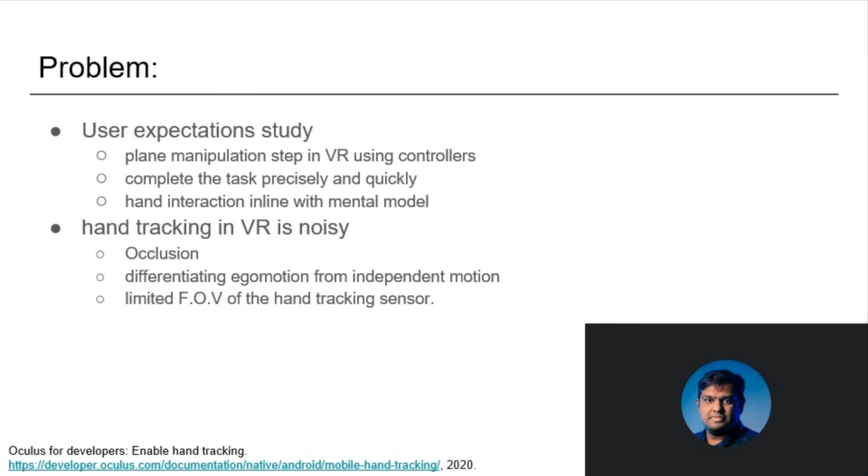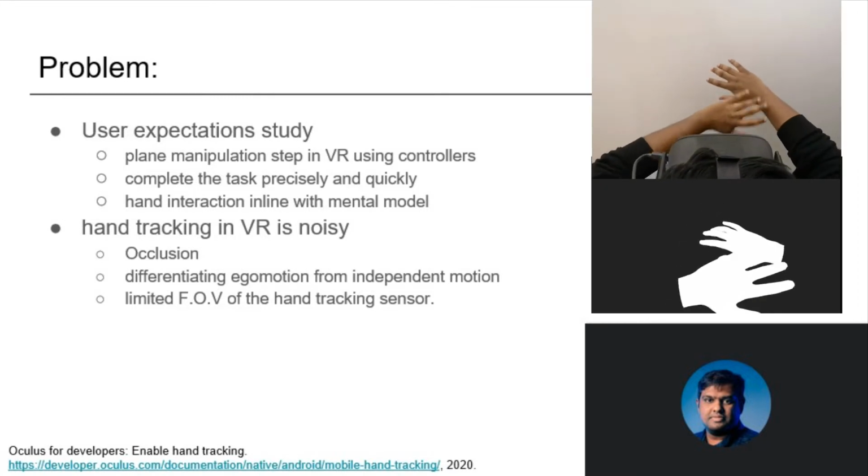A user expectation study was conducted with 2 medical professionals with jaw osteotomy experience. They performed the plane manipulation step in virtual reality using controllers. They were able to complete the task precisely and quickly. However, they wanted to manipulate the plane with their bare hands instead of controllers, as hand manipulation was more in line with their mental model.